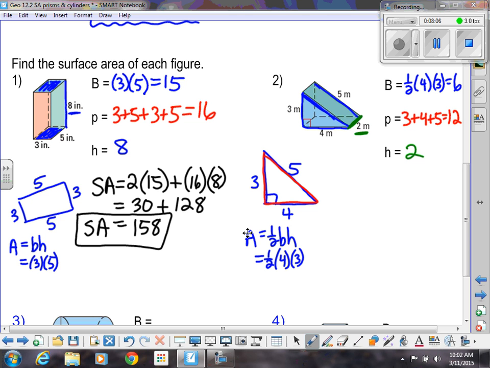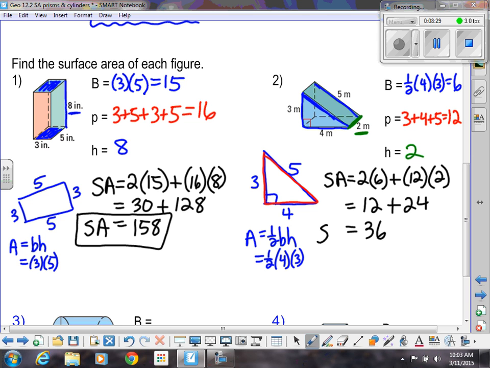So now we have all the pieces to do the surface area formula. So we're going to plug those in. So I'm doing 2 times capital B, which is 6, plus P, which is 12, times the height, which is 2. So that gives me 12 plus 24, which equals 36. So my surface area of this triangular prism is 36 meters cubed.